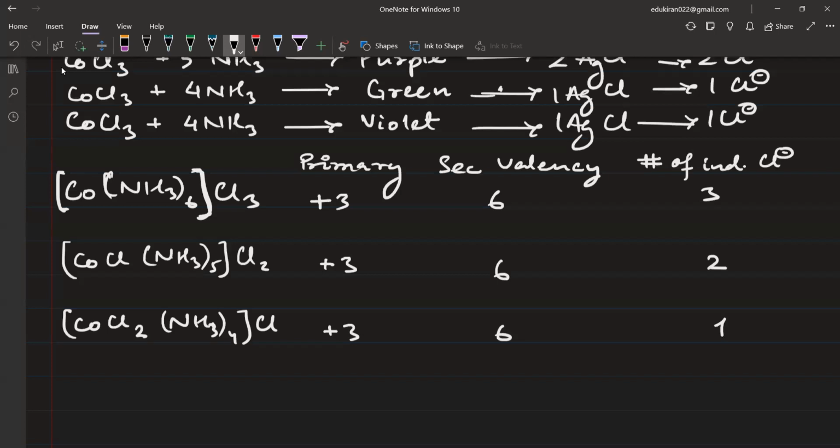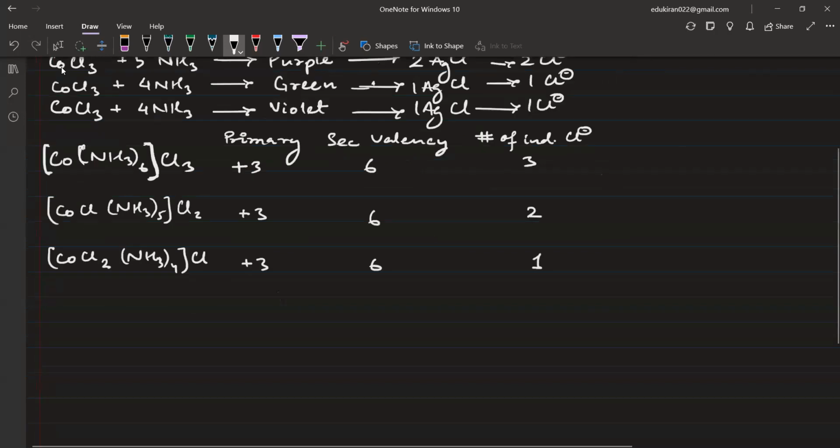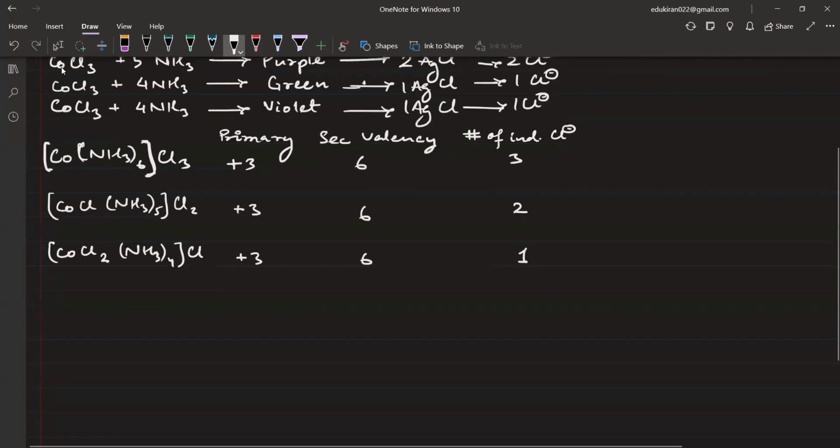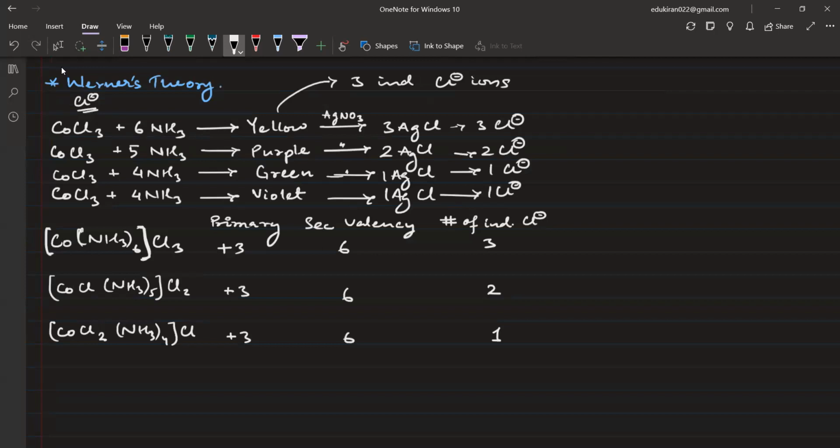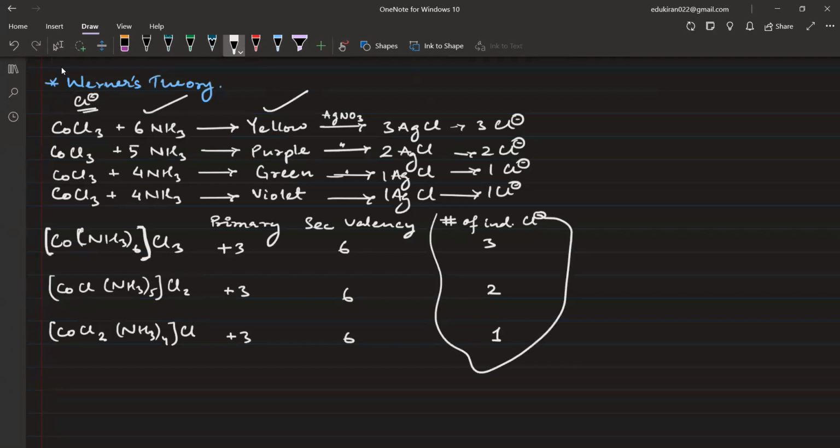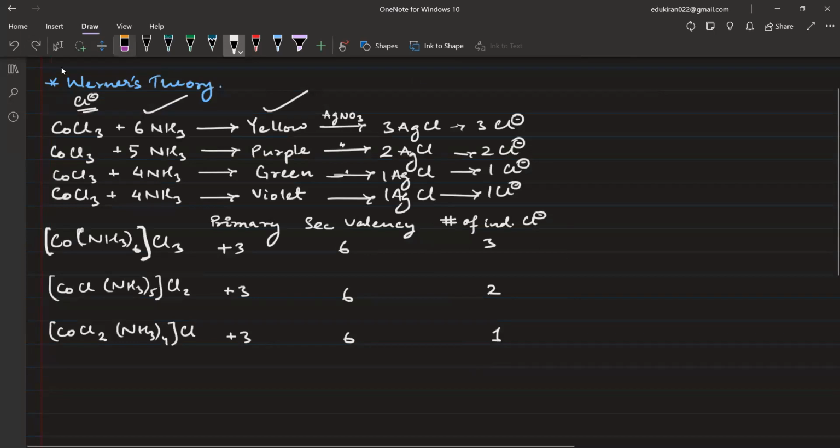Okay, all of you understood what Werner did, his experiment, his results, and the conclusion that he derived from that? Yes or no? Please tell me. Yes, guys, any doubt in this? See, this was his experiment. Okay, this was his result, and this number of independent chlorine was his conclusion, that it is going to have primary valency and secondary valency. These are his conclusion. All of you got this? Yes or no? Please tell me. Yes, sir. Please write this down.